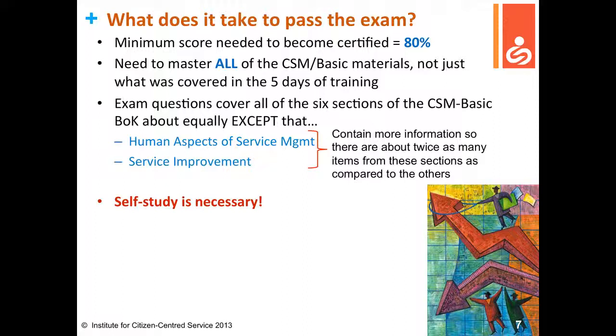And that's why both of those have more questions, about twice as many questions on the exam come from those 2 sections. So that's just another one of those little tips that to get really ready, it'll be good for you to spend time on all 6 sections, but spend a little more on those 2.